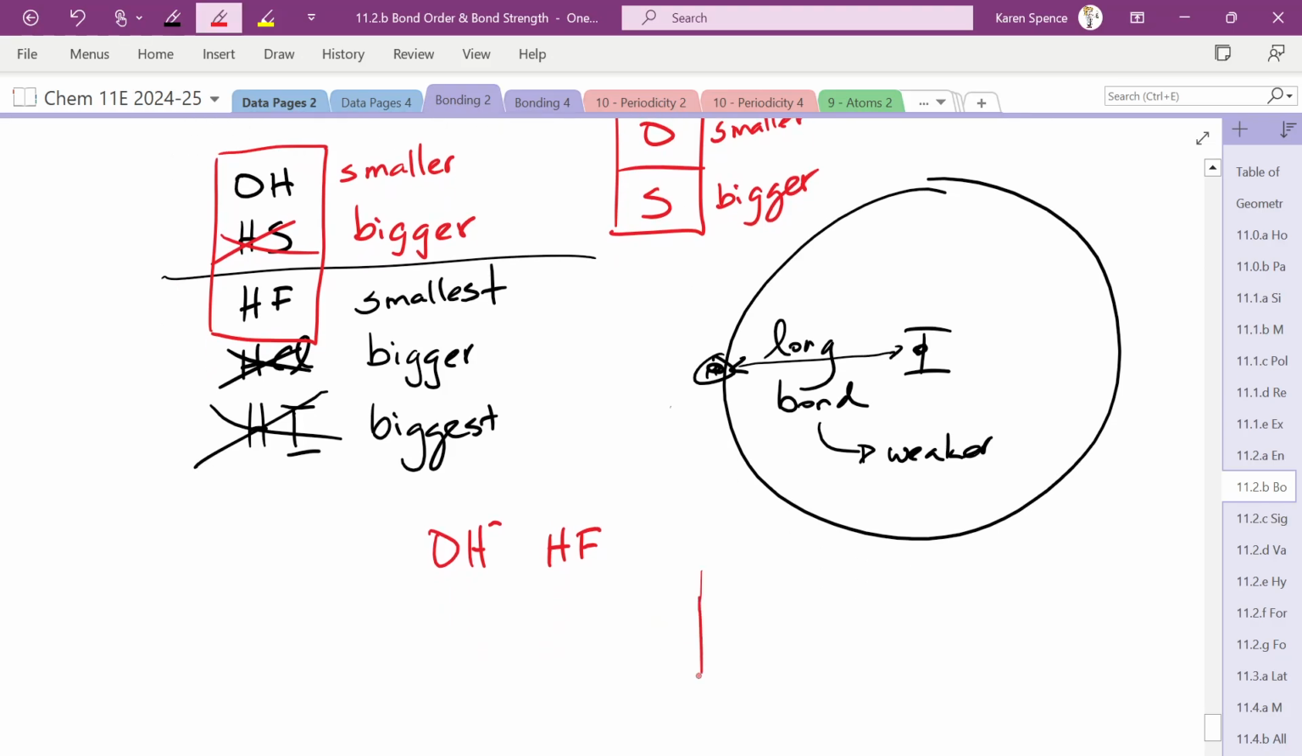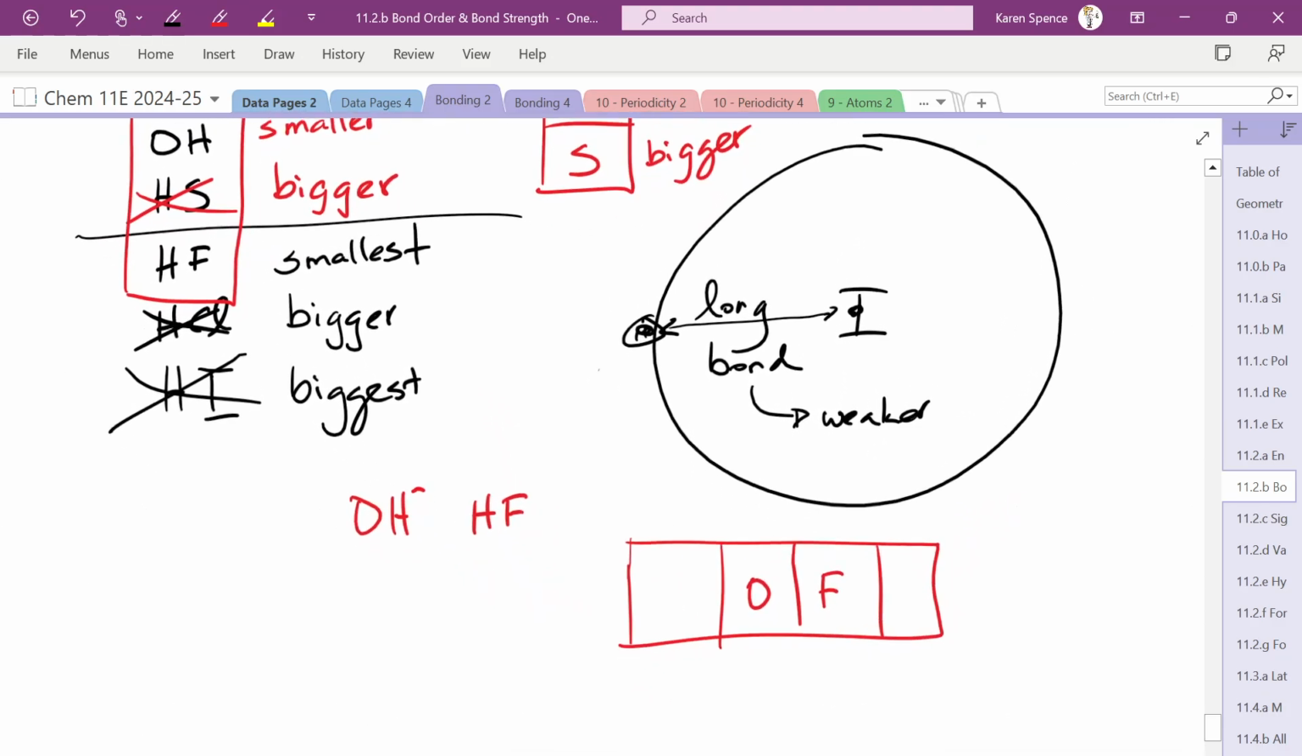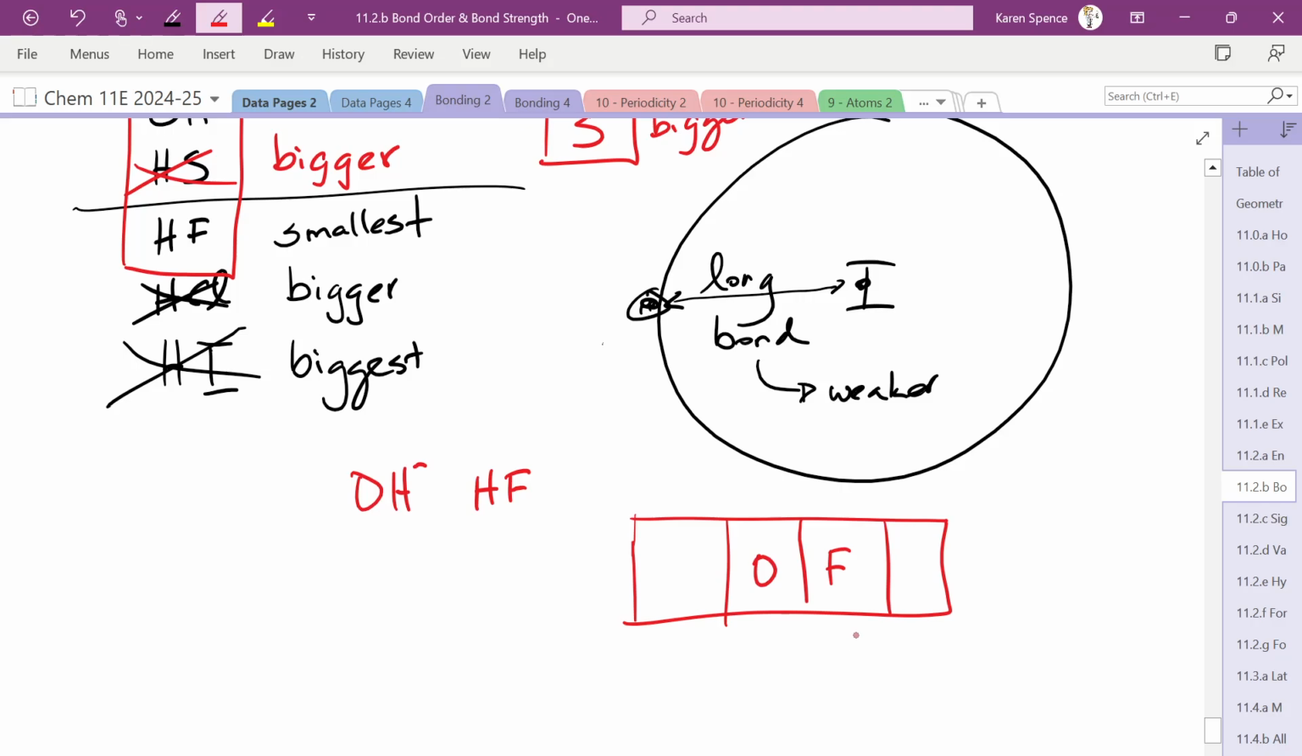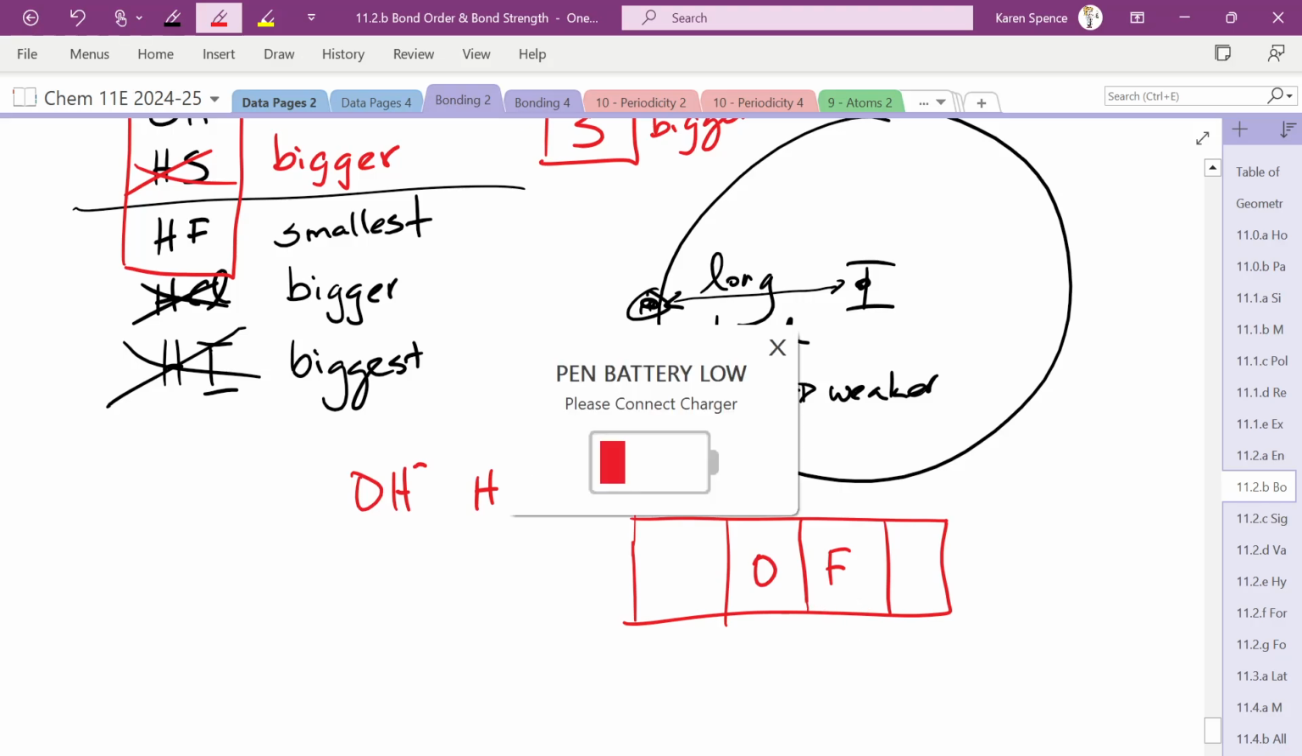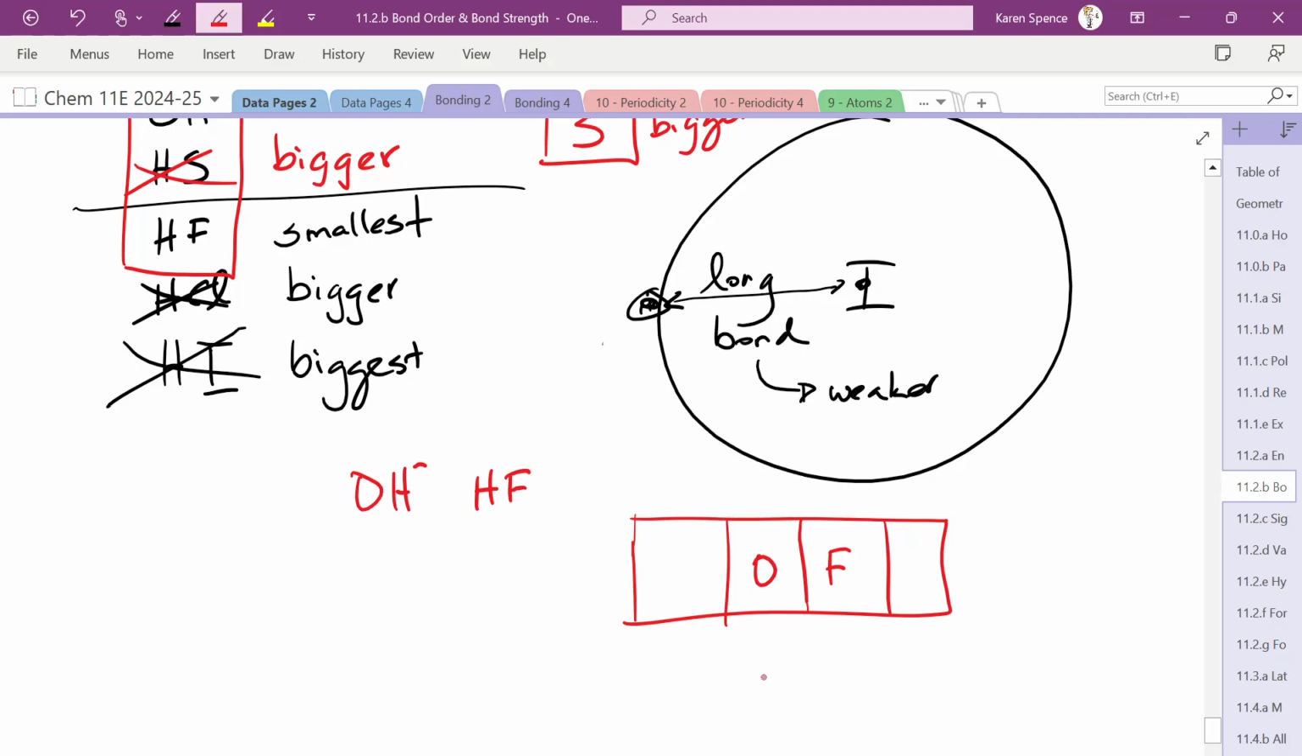So I look on my periodic table and I say, where are they relative to each other? They are both in the same period. O is here. F is here. And F is smaller. Yes? Why is F smaller than O? Tell your partner.